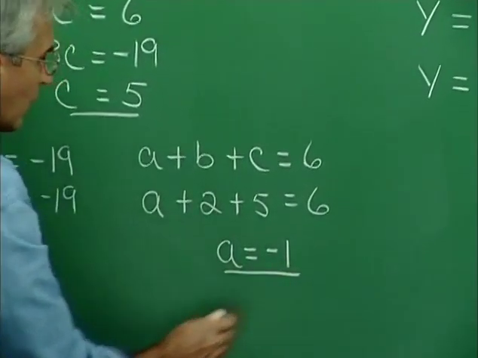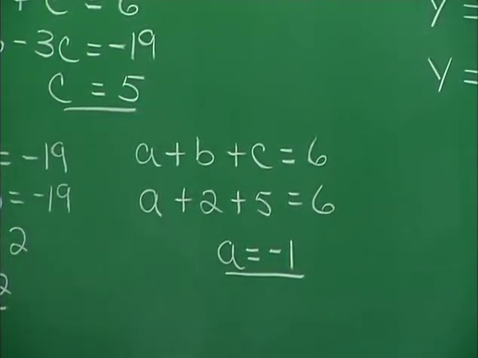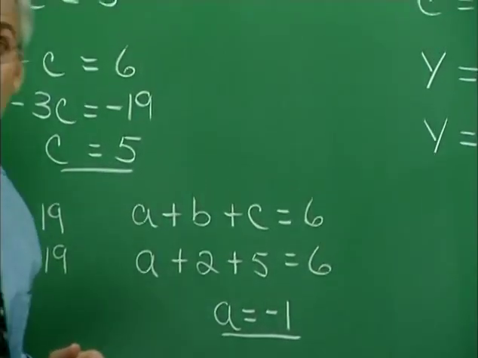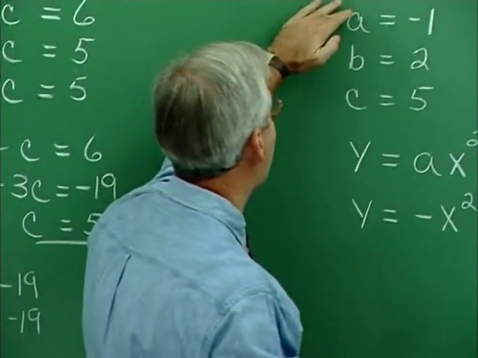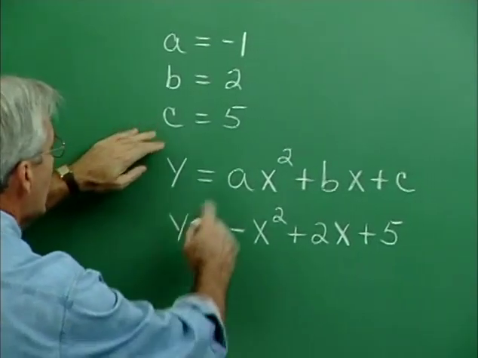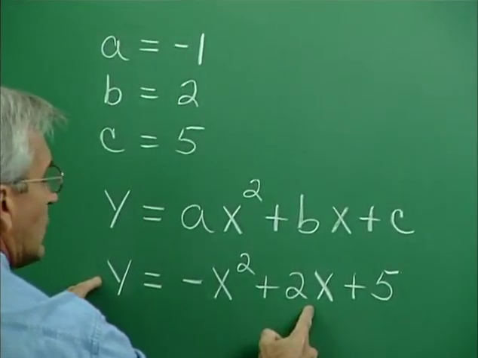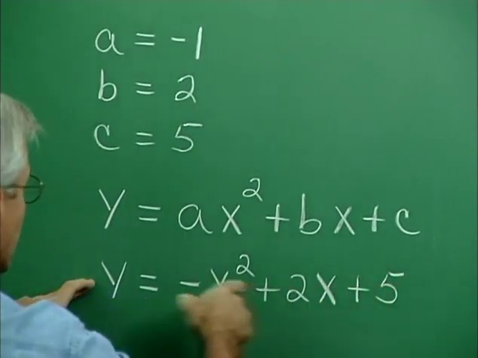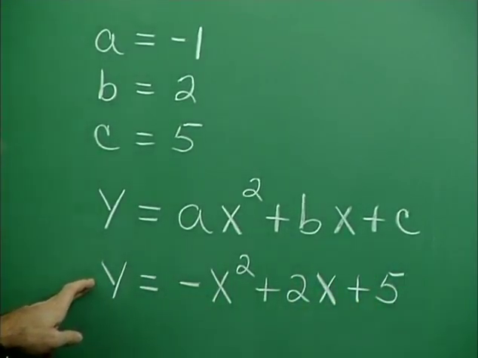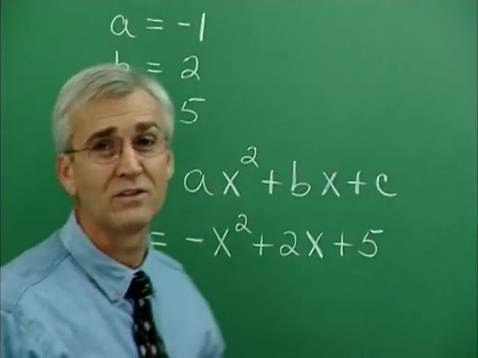Now what do we have? Well, we have the values for a, b, and c to plug into that general quadratic model. Here's our general model. We replace a with negative 1, b with 2, c with 5, and here is the equation of the parabolic curve that goes through those 3 points.